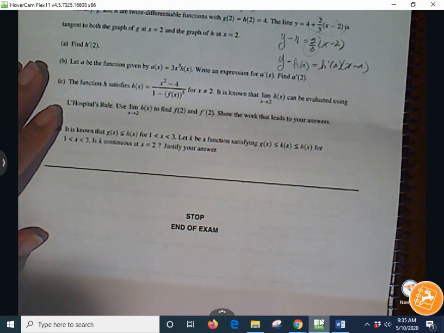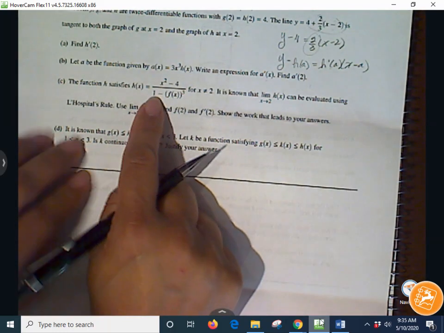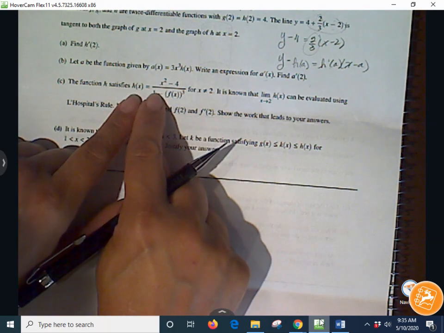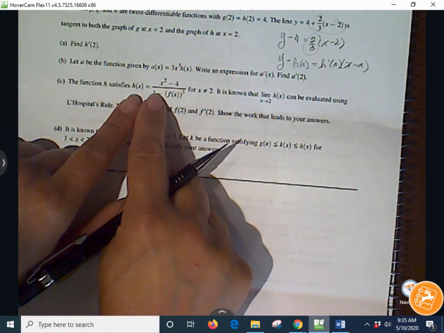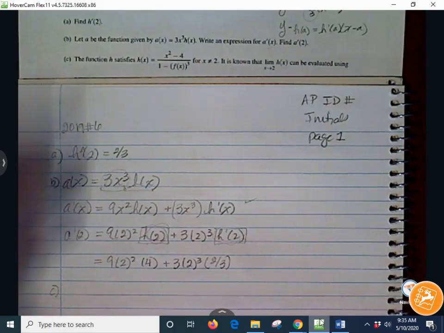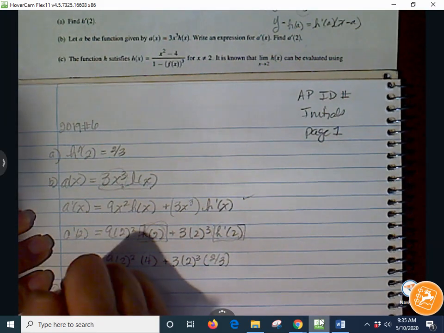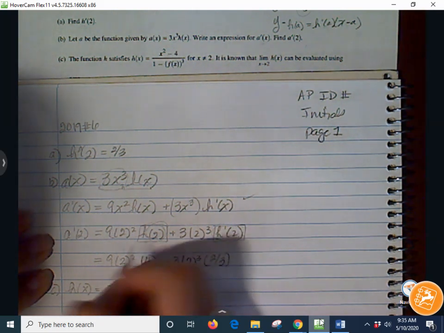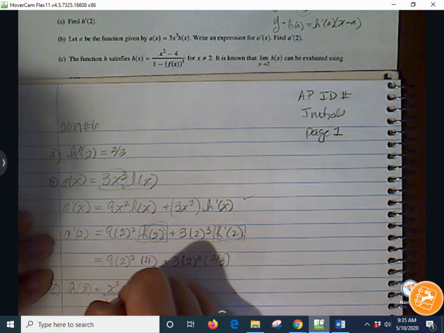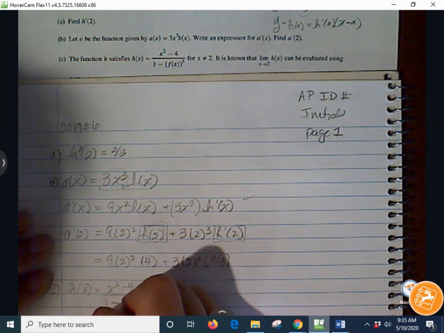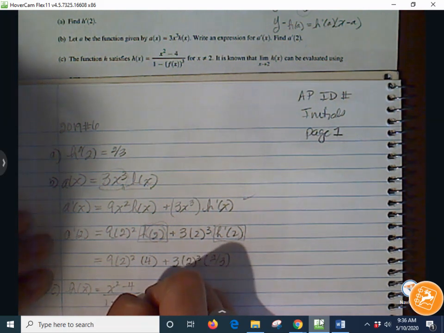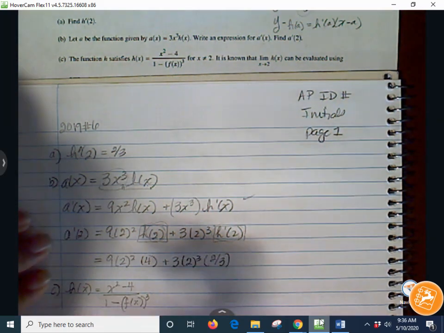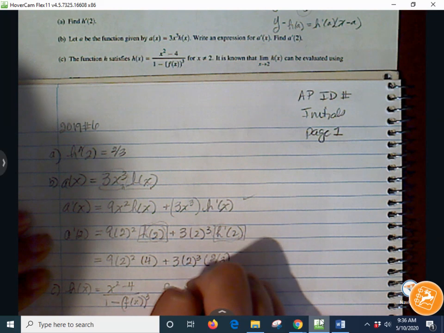Says the function h satisfies this. Okay, that's involved. H, okay, well, let me write this down. So h of x is equal to x squared minus 4 all over 1 minus f of x cubed for x not equal to 2.